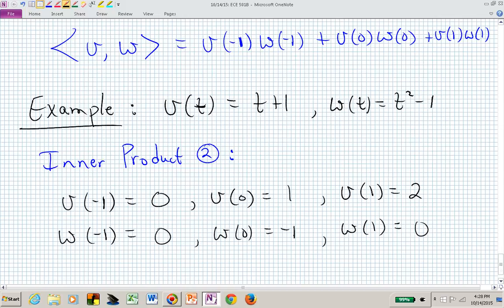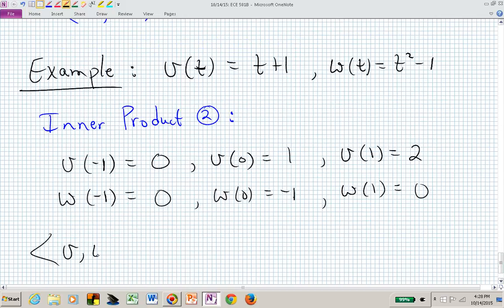And now what's my inner product? Now I can take v and w's inner product, multiplying the first 2 together, the middle 2, and the last 2. I now have 0 times 0 plus 1 times minus 1 plus 2 times 0. And what's my inner product of the polynomials v and w using this particular inner product? It's just minus 1.